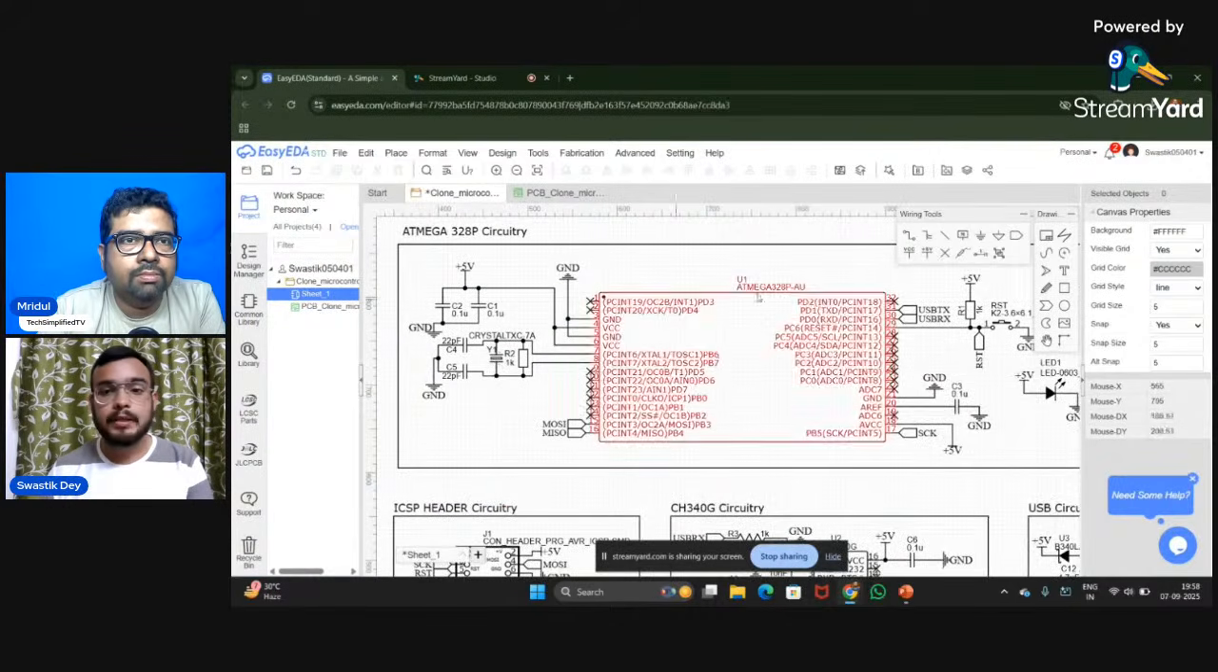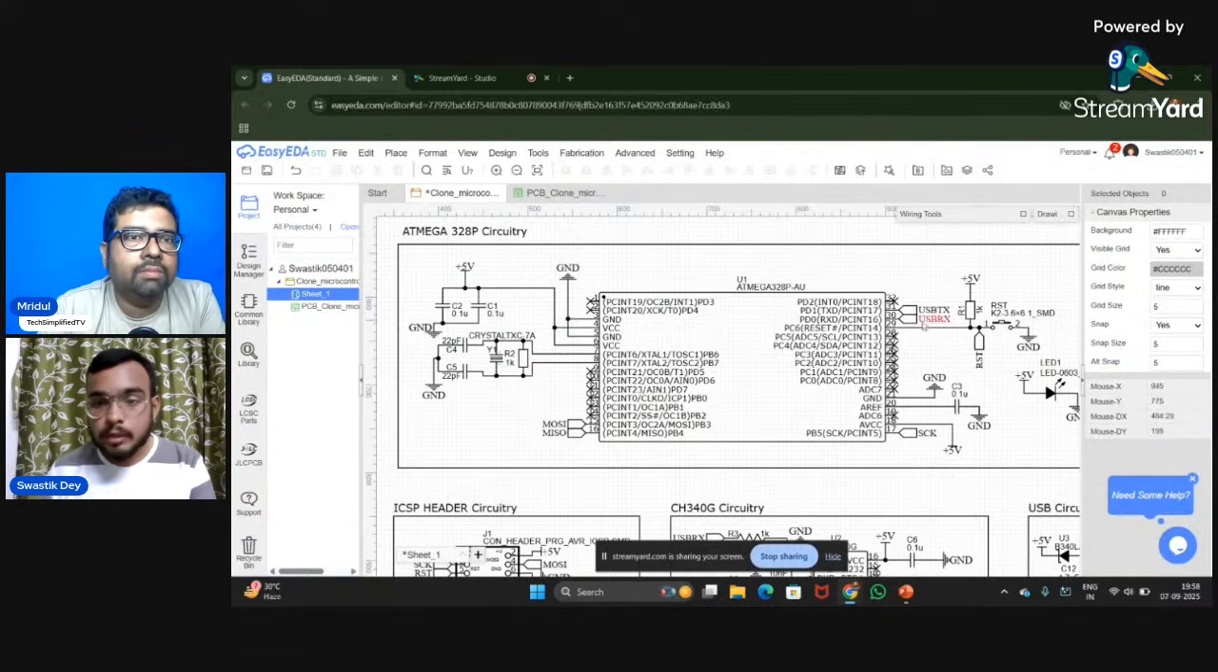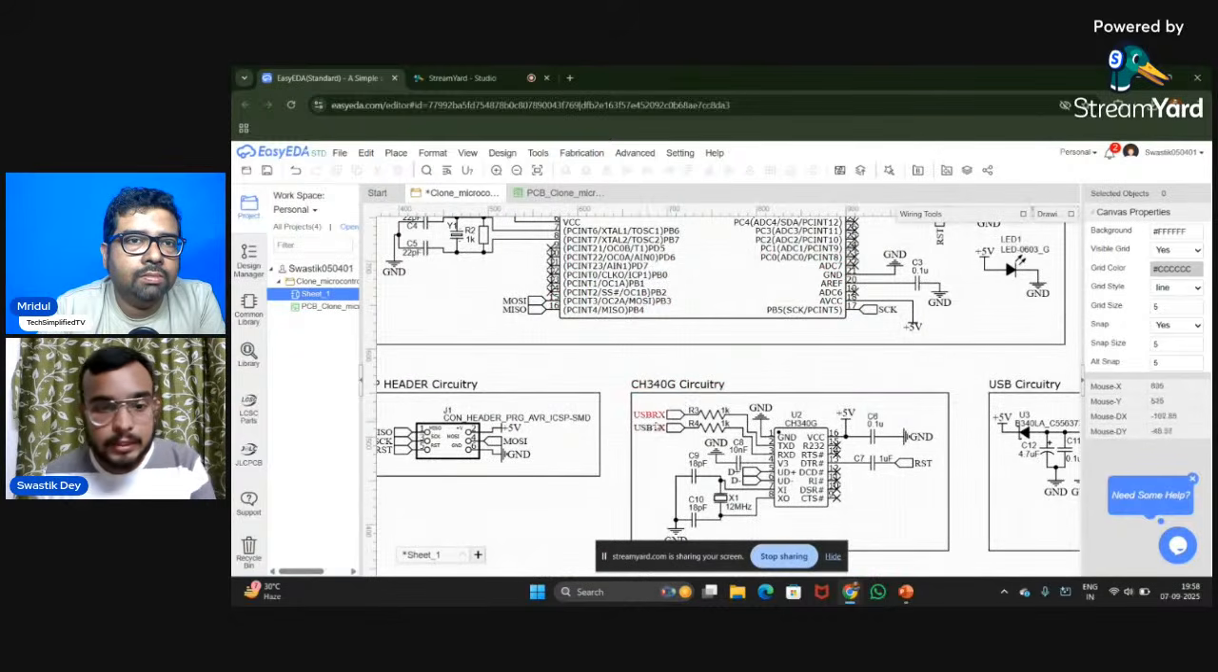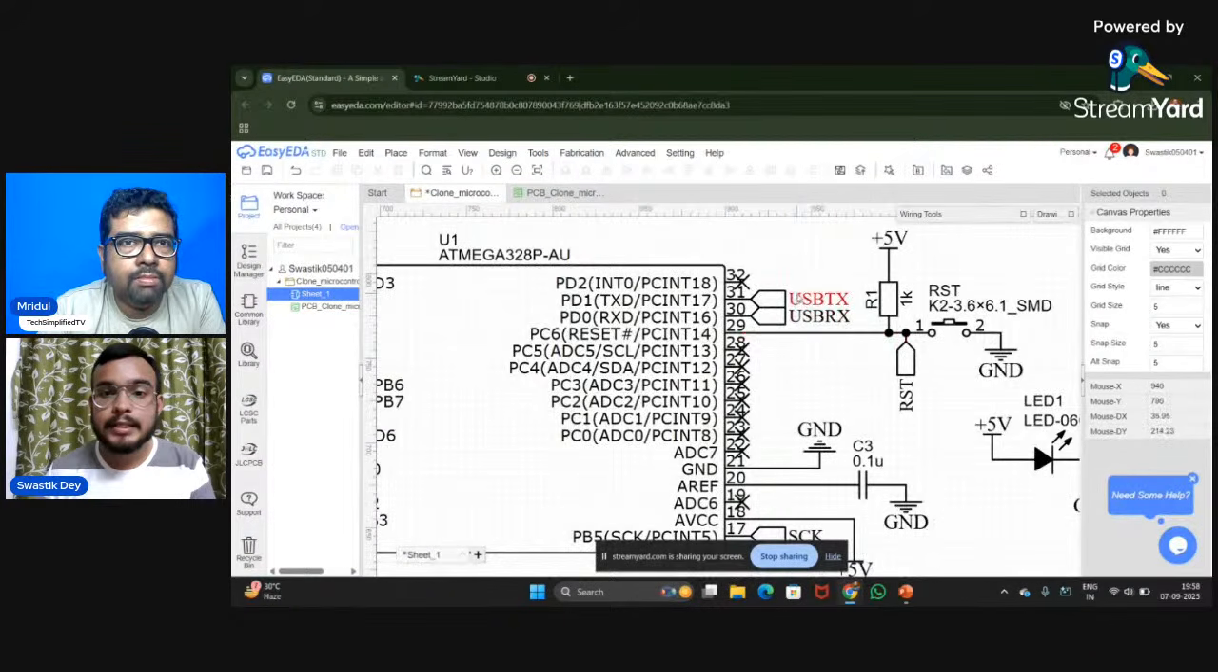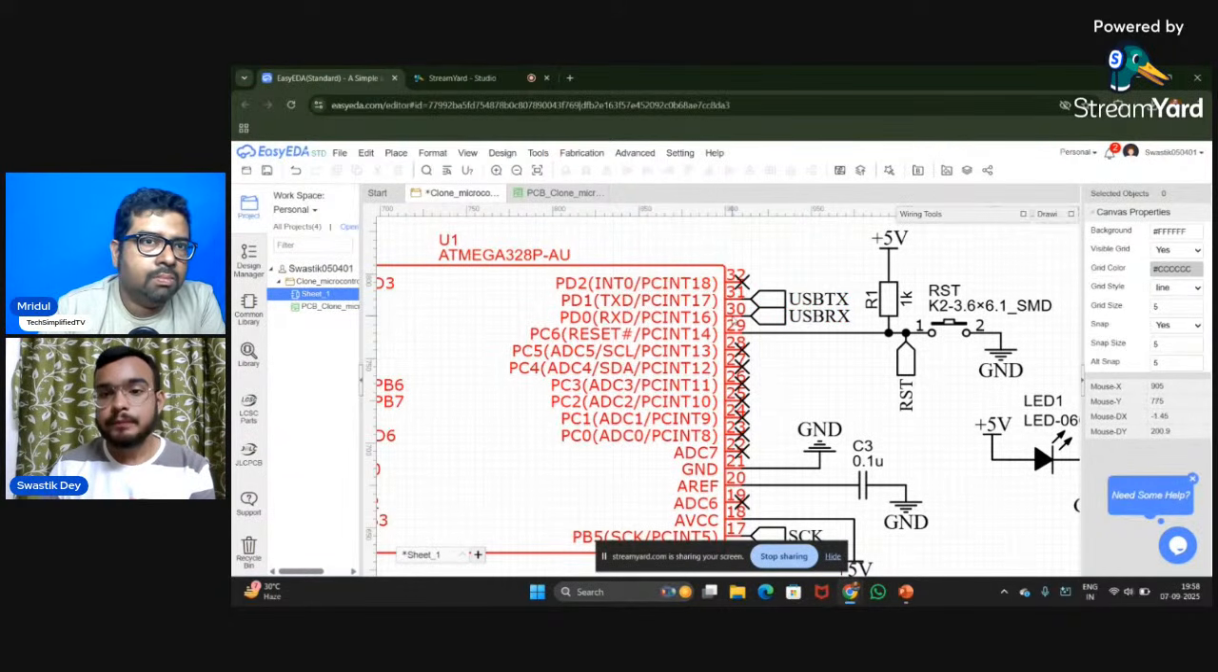And finally, we have a big circuit over here. This is the Atmega 328P microcontroller. So we see that the USB RX and USB TX pins that were coming out of the CH340G circuitry, you can see that they are present over here. So whatever data comes out from one of those pins is coming into these pins over here.